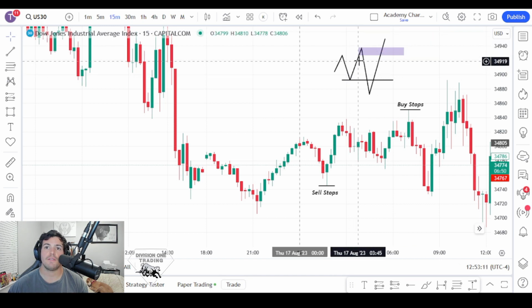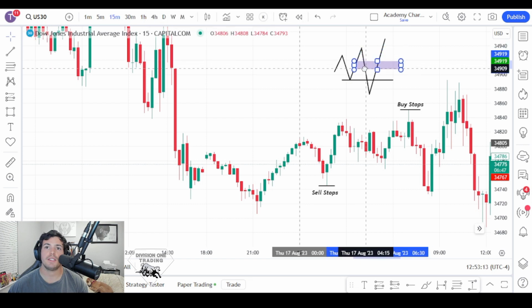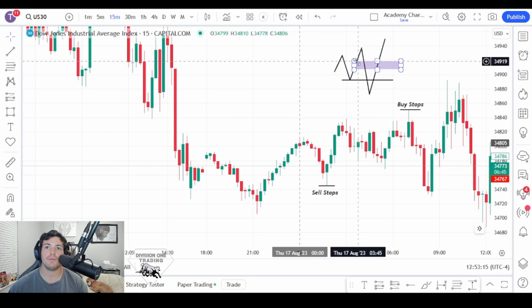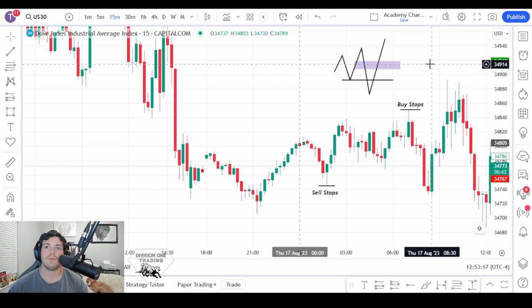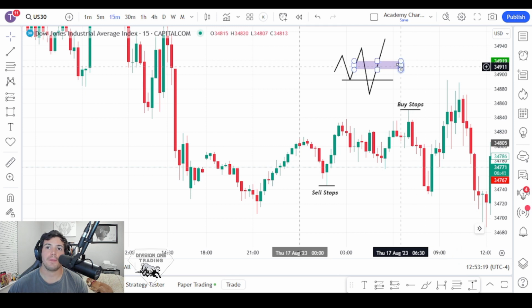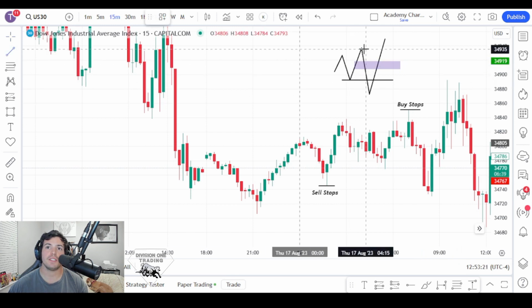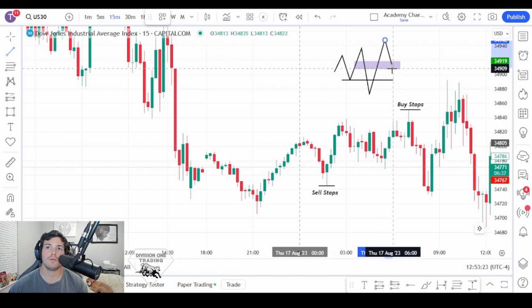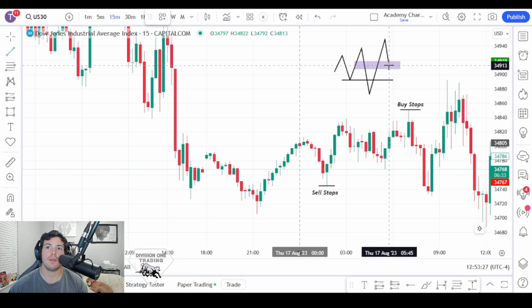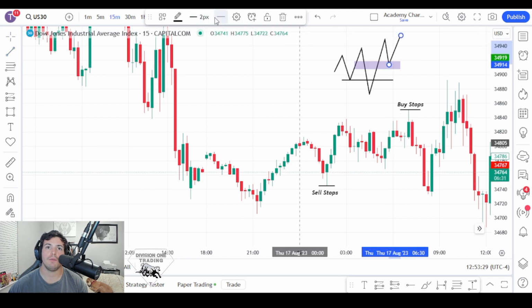Unless there is a fair value gap inside of this leg here. When there's a fair value gap inside of this leg, price, instead of retracing to the breaker, will retrace down into what's called a Reaper fair value gap. And then we would expect a continuation.